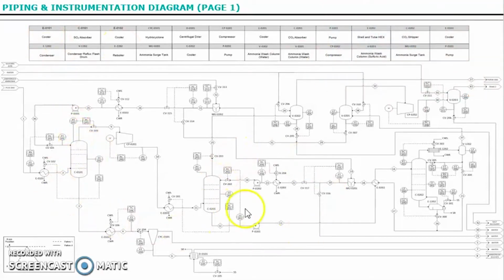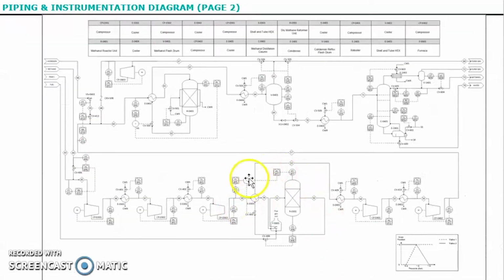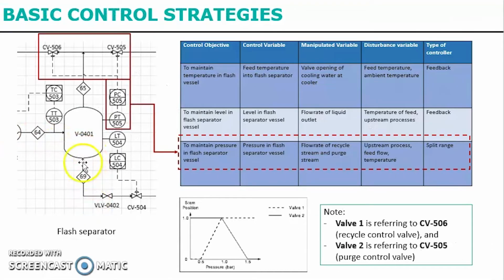So if you see the PNID, we have multiple control strategies. We have a high selector here and a split range controller here. More on that. For the flash separator, we have recycle control valve CV506 and purge control valve CV505. To maintain the driving force for recycle, a certain pressure is regulated by CV506.